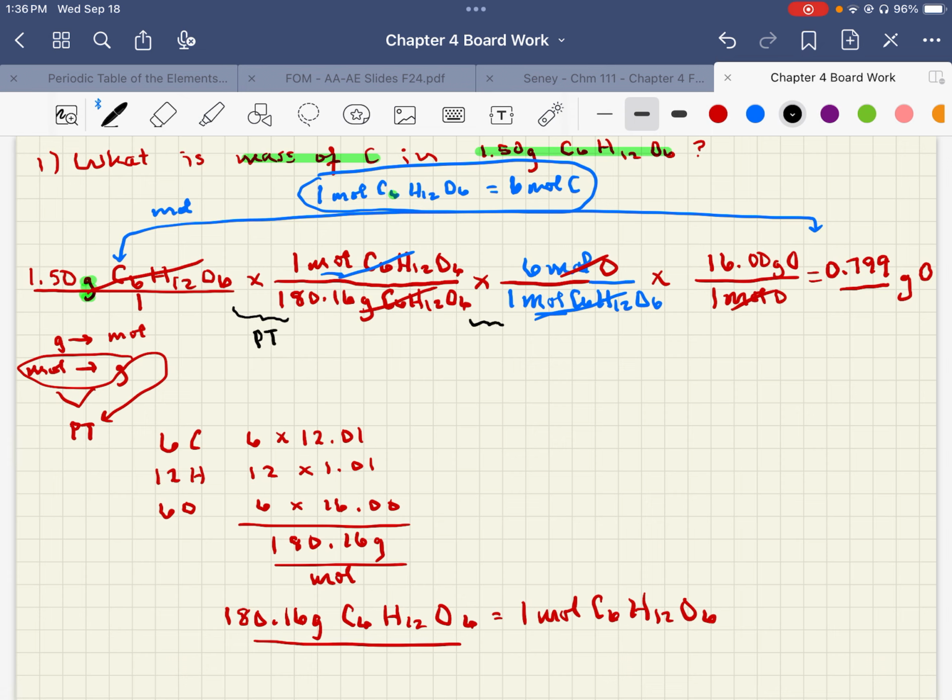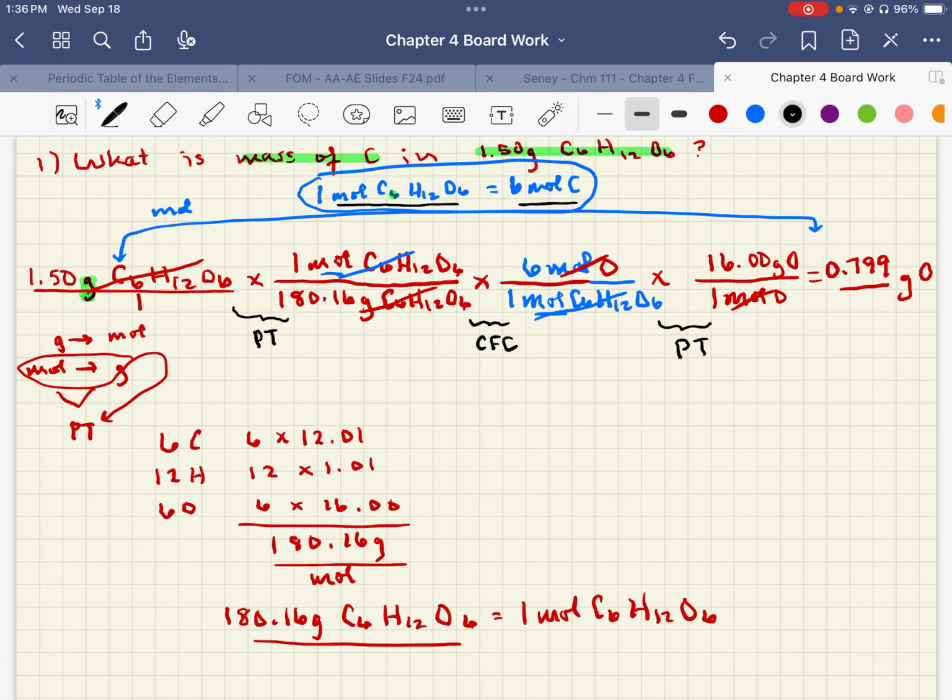The second conversion is the chemical formula conversion, and that's where we looked at the actual substance itself and what we wanted to compare it to, how many was in there. And then the last one, to get from moles to grams, ended up being another periodic table conversion.